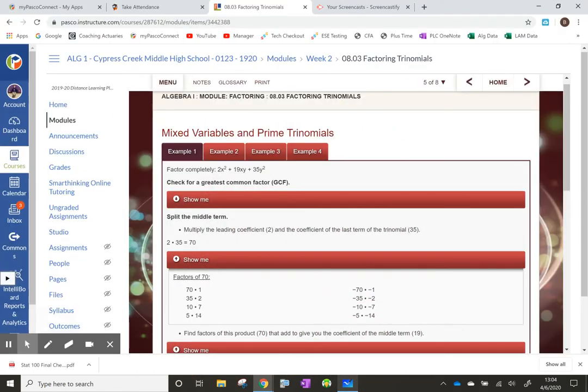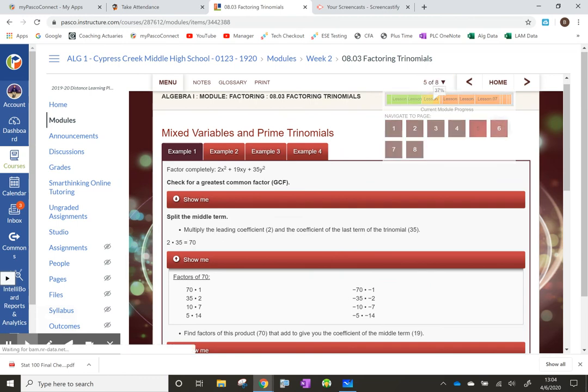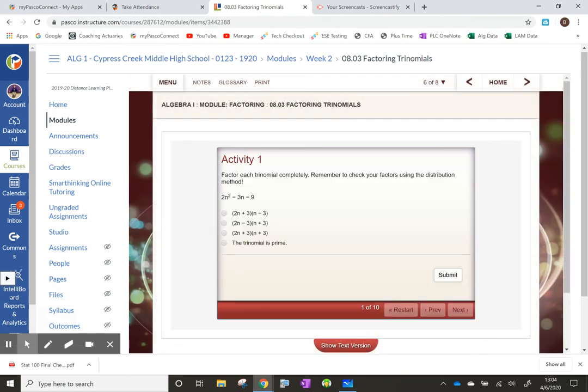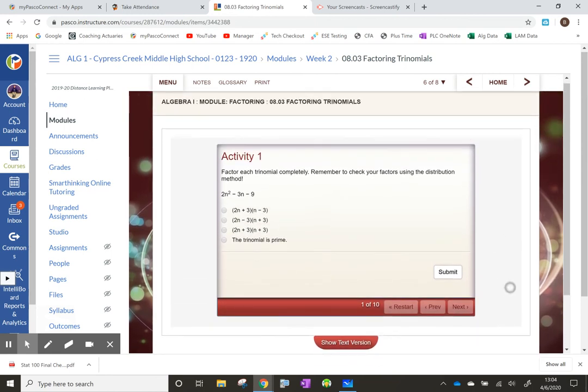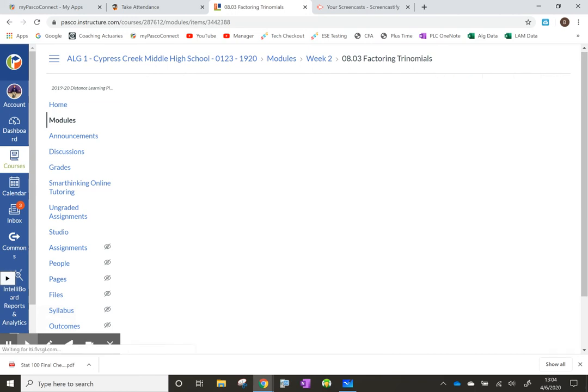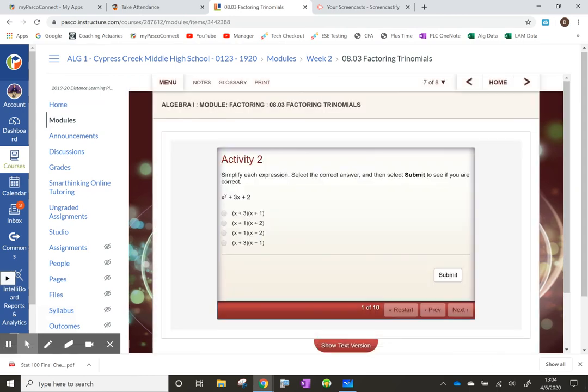So, let's see what page 6 is. Page 6, you have more practice problems. Feel free to go through these. I'm not going to go through them just because I've already made this video long enough. But go through them, submit your work, check your answers, see how you do, okay? And you have more practice problems here before you take the quiz.